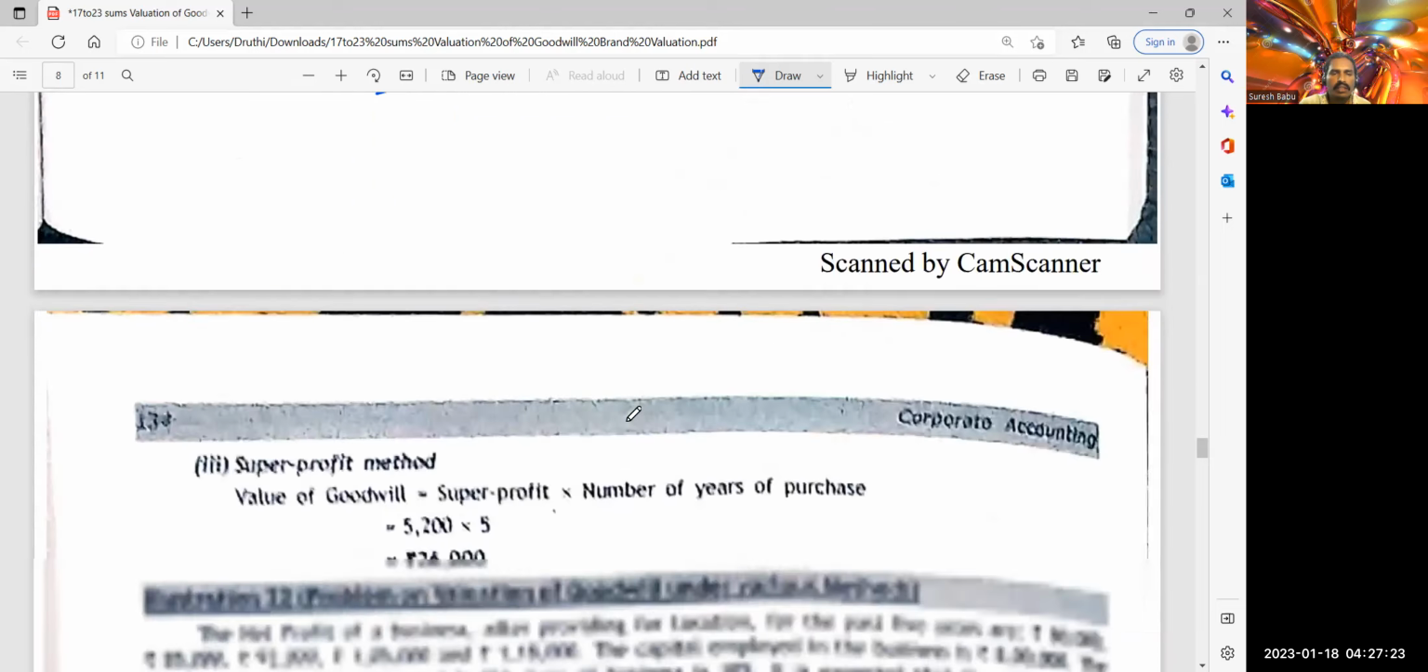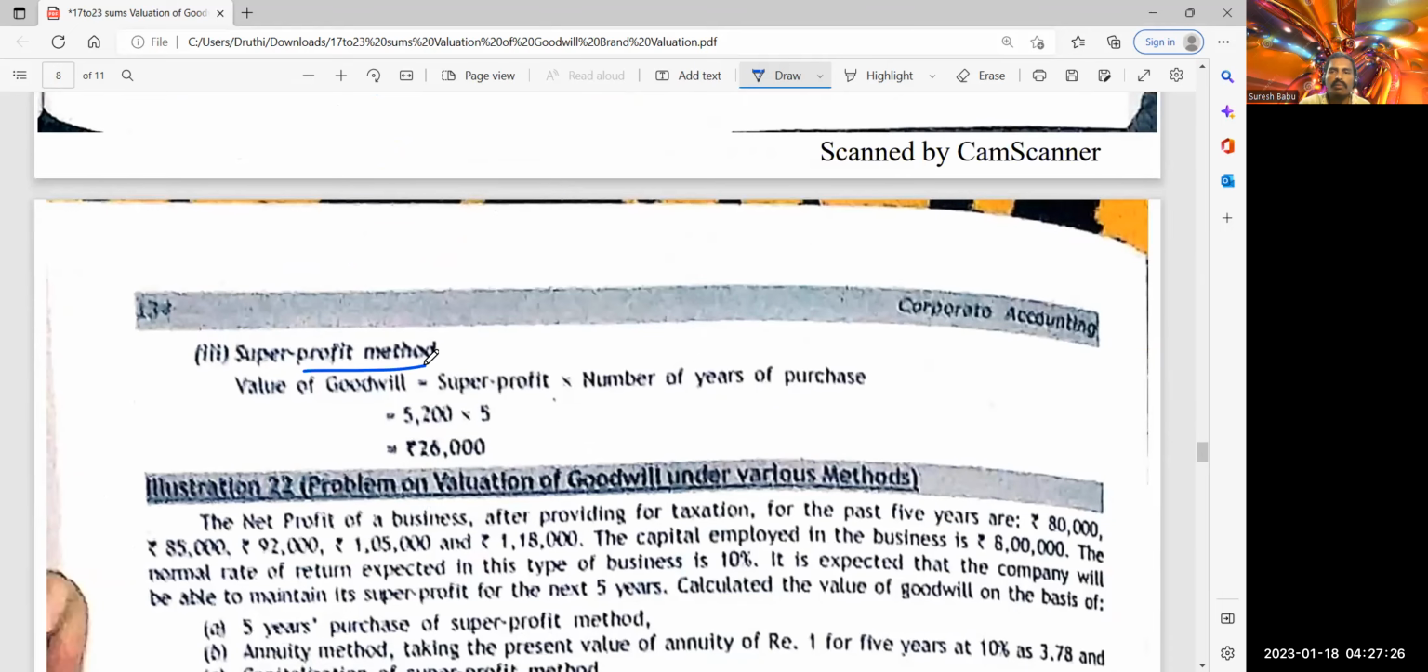Suppose super profit is compared to normal rate of return. See, that is the reason. It depends on this. For example, right. No exam. Let us proceed. Okay. Super profits method.